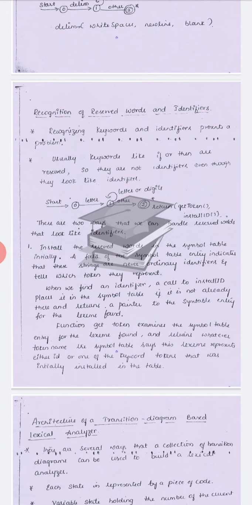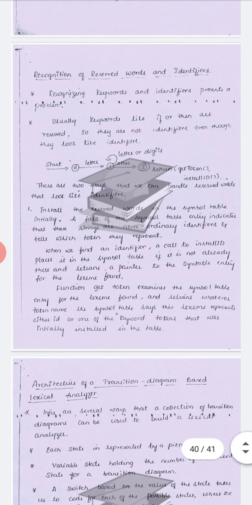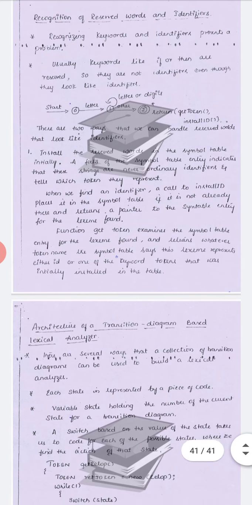Then recognition of reserved words and identifiers. Recognizing keywords and identifiers presents a problem. Usually keywords like if or then are reserved, so they are not identifiers even though they look like identifiers. There are two ways that we can handle the reserved words that look like identifiers.